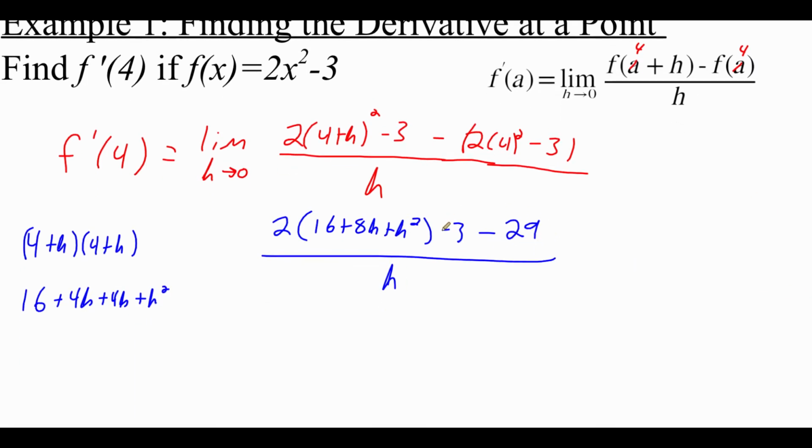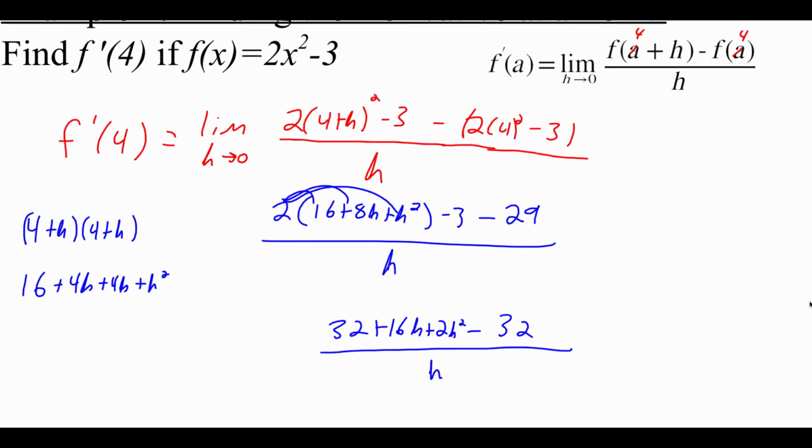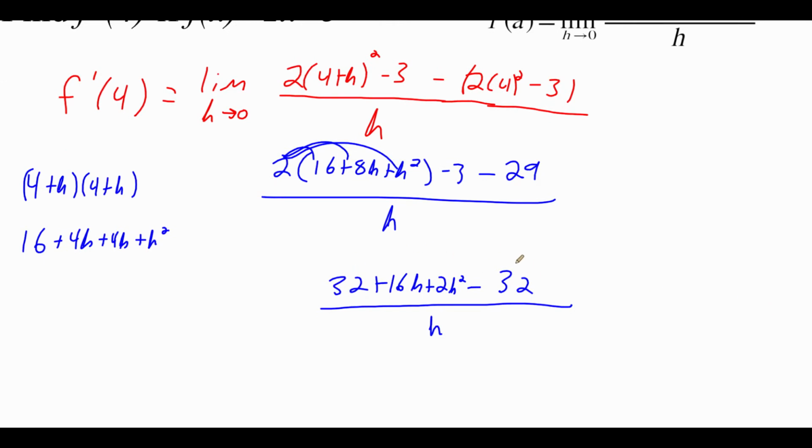Now I'm going to be able to combine that minus 3 and that minus 29 on the back end to get minus 32. If I distribute this 2 in, we're going to get 32 plus 16h plus 2h squared, and this is all still over h. Now that positive 32 and that negative 32 are going to cancel each other out. So we're going to get 16h plus 2h squared all over h.